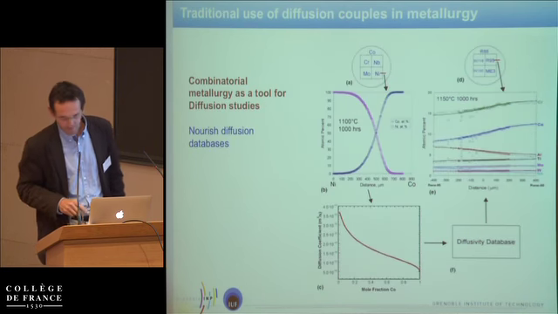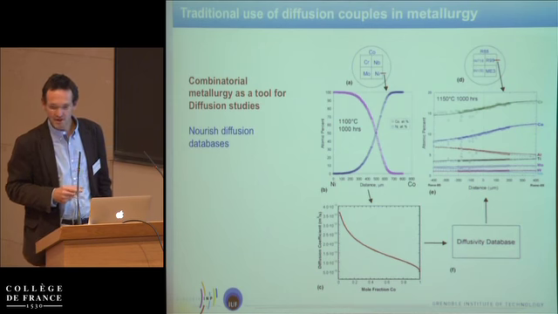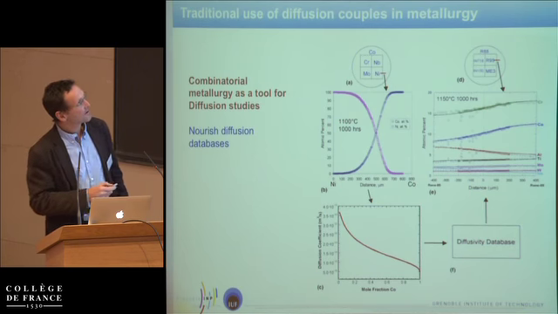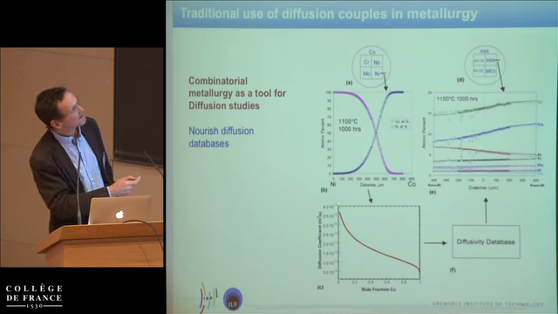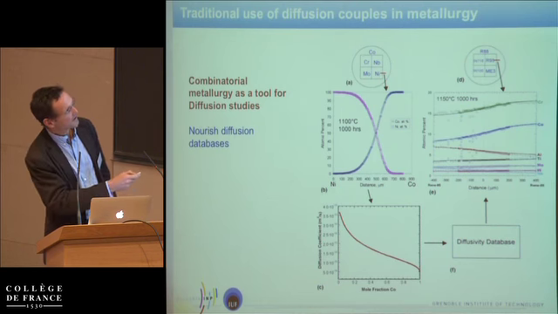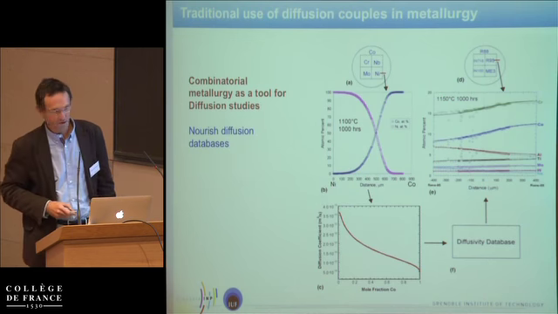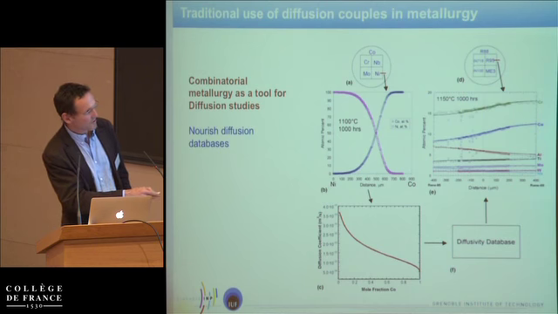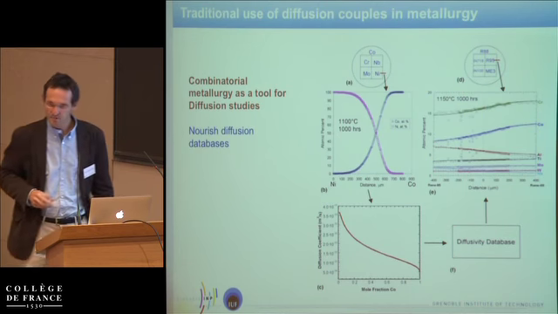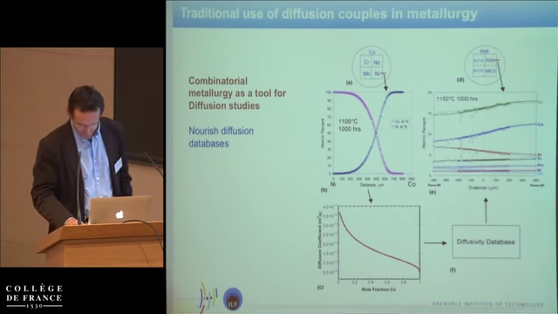And also, you can use diffusion couples to get diffusion data, to make diffusion databases. So here, if you look at a profile between two miscible phases, then you can get, after heat treatment, the diffusion length. And if you have a good diffusion model, you can enrich the diffusivity database. So these are classical uses.